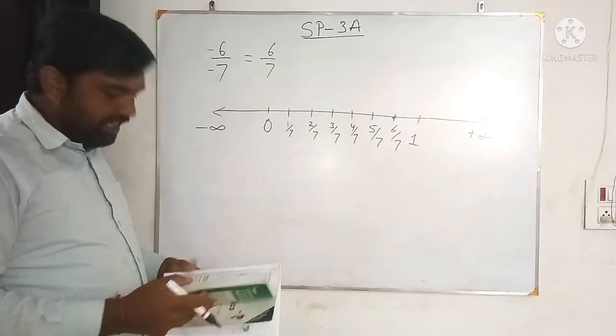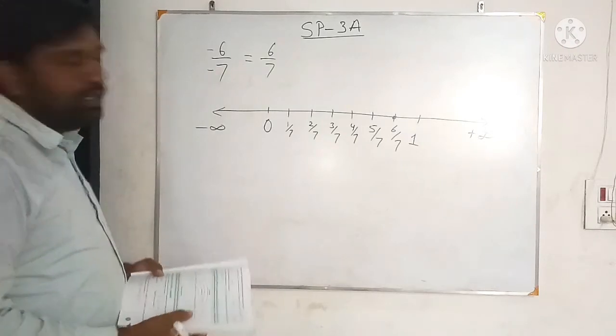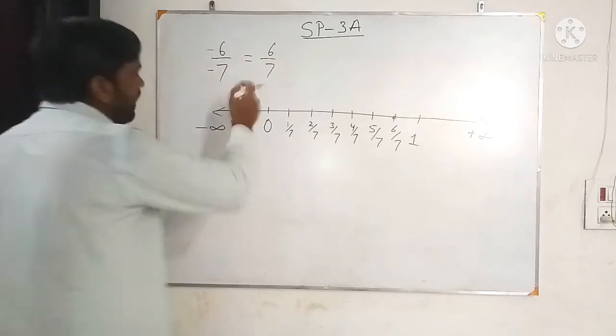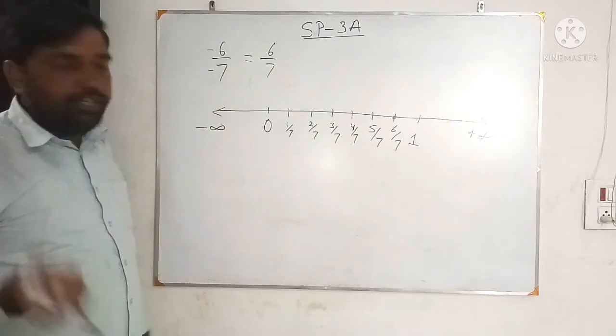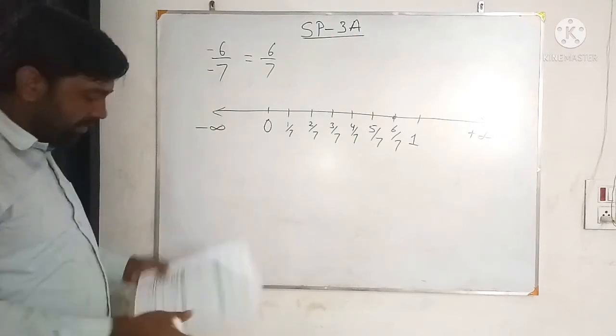A rational number is negative if either its numerator or denominator is negative. If any one of them, numerator or denominator, is negative, then the rational number will be negative.